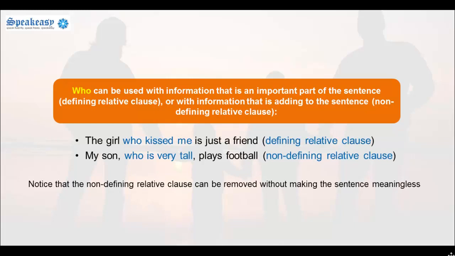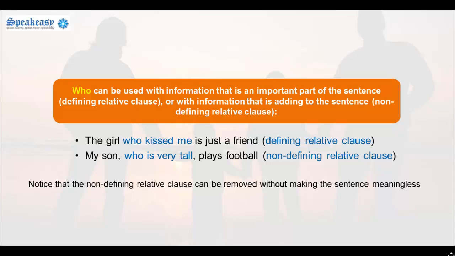Who can be used with information that is an important part of the sentence, a defining relative clause, or with information that is adding to the sentence, a non-defining relative clause. The girl who kissed me is just a friend. This is a defining relative clause.